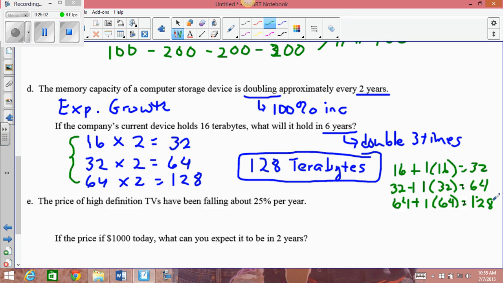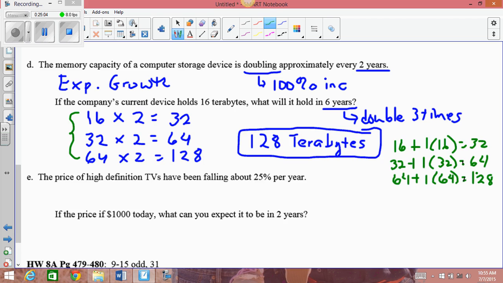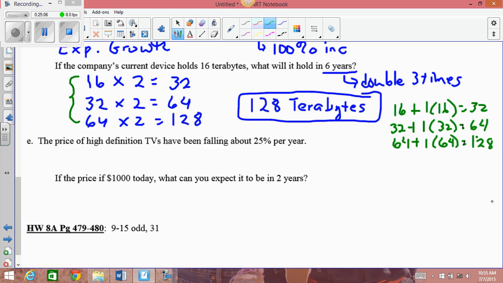In letter E, the price of a high-def TV has fallen 25% per year. By now, it should be very ingrained for you that a percentage represents exponential, and it's falling, so that would be exponential decay in this case. If the price today is $1,000, what can you expect to pay in 2 years? So let's take our original amount, $1,000, pay 25% less, so we're going to do subtracting. Take that 25%, change it to a decimal, 0.25, times the original.